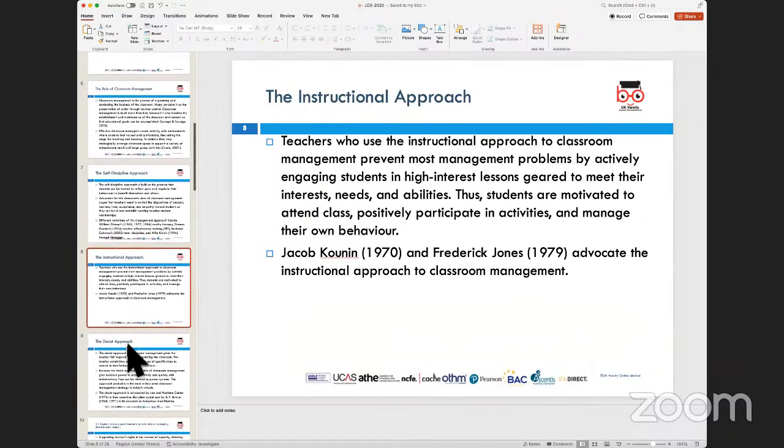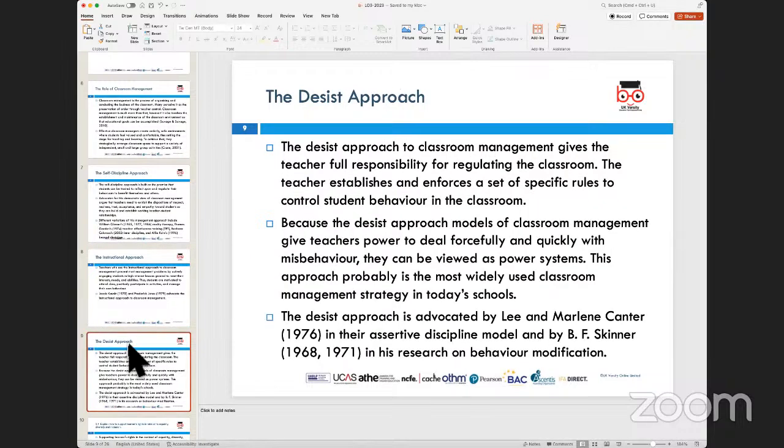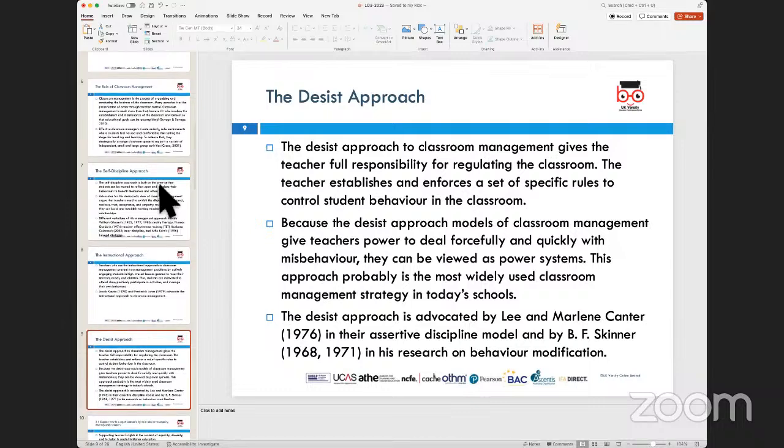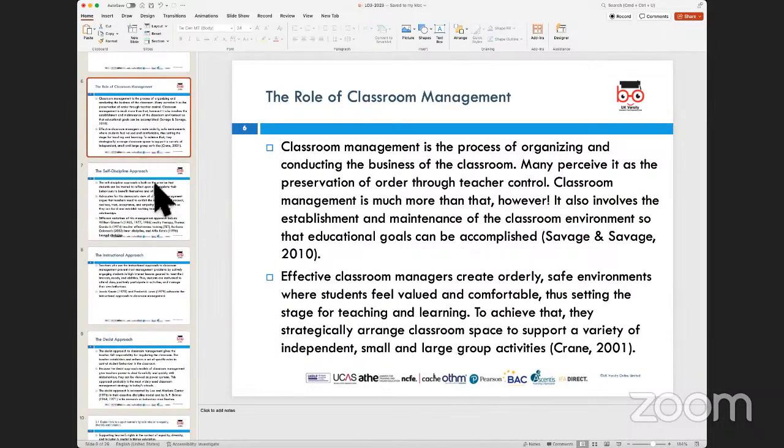One of the things that we looked at in the last presentation and discussion was the instructional approach and the desist approach. Now these were the three things in particular when we talk about classroom management that we discussed, because it was related to group learning and group learning environments in learning outcome 2. And what we are going to get into in this presentation and the learning outcome is how to manage that.